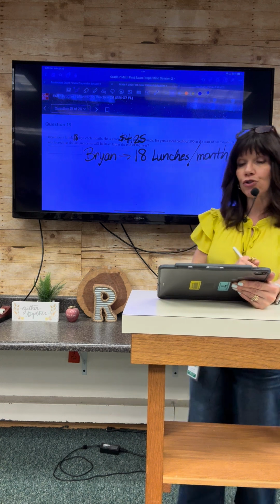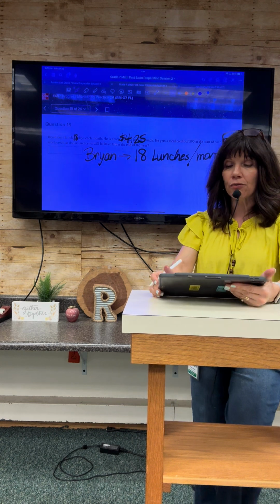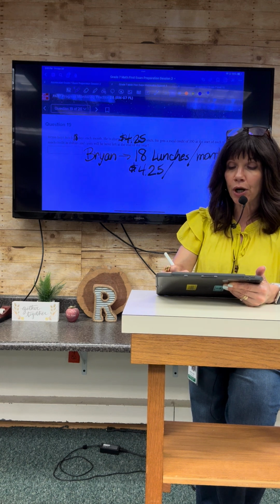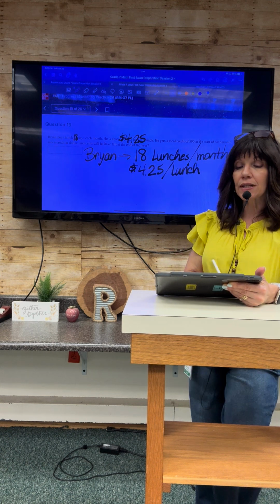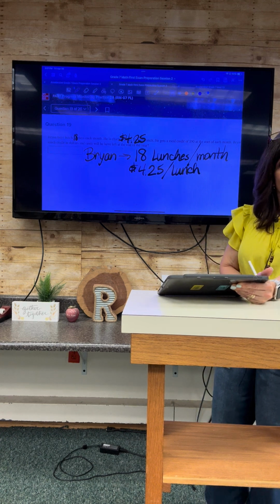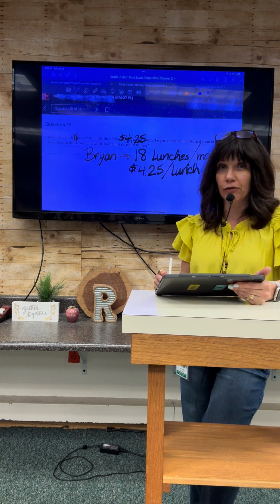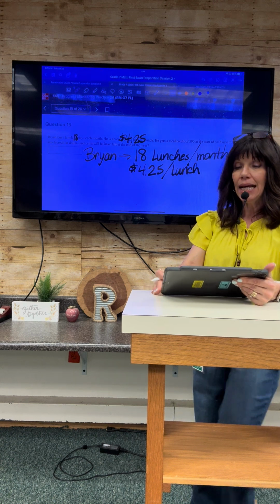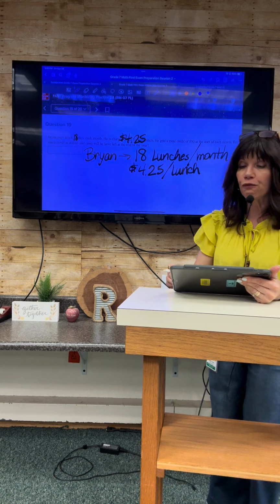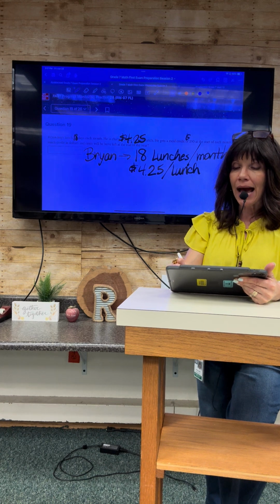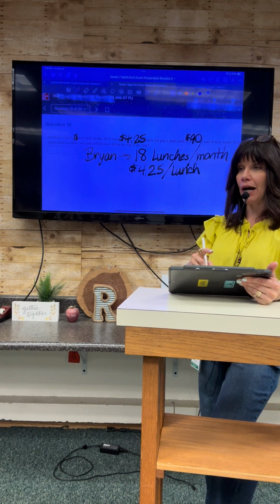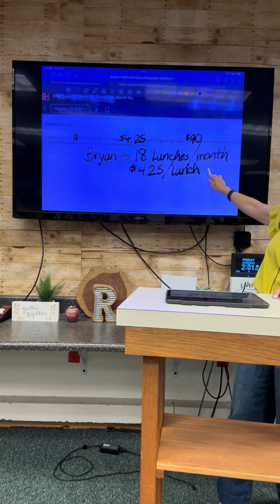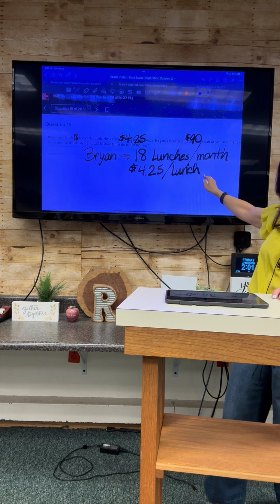All right, he is charged $4.25 for each lunch. So I'm going to write $4.25 per lunch. Do you agree this is important information for me to start gathering? Okay, it would be lovely if you guys were taking this moment to write it down while we're talking about it. He gets a meal credit of $90 at the start of each month. Do you notice how so far everything has to do with happening in a month?